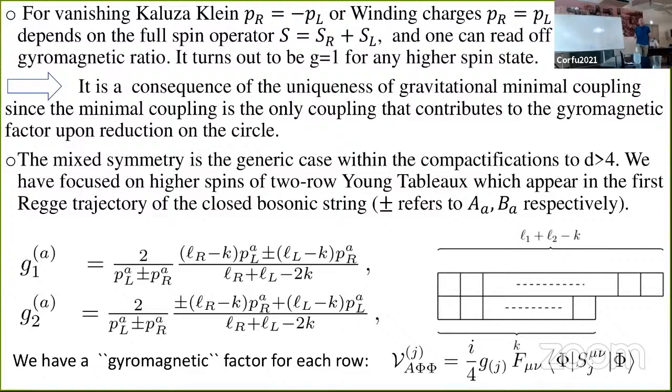For this state, it seems that we can define a gyromagnetic factor for each row of the Young tableau, simply because each row couples differently to the spin operator. And this formula is quite general because, as you can see, it just depends on the length of this Young tableau. So this is a very nice result, I think.